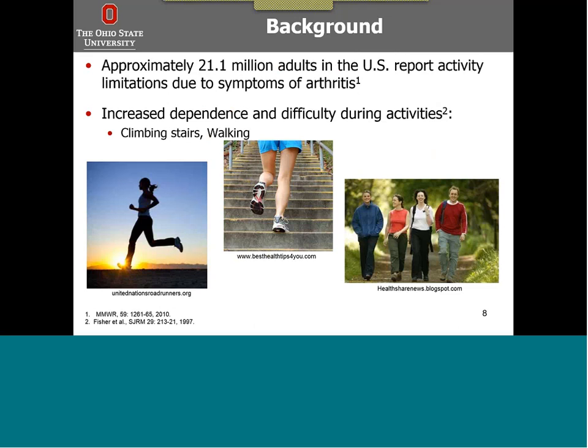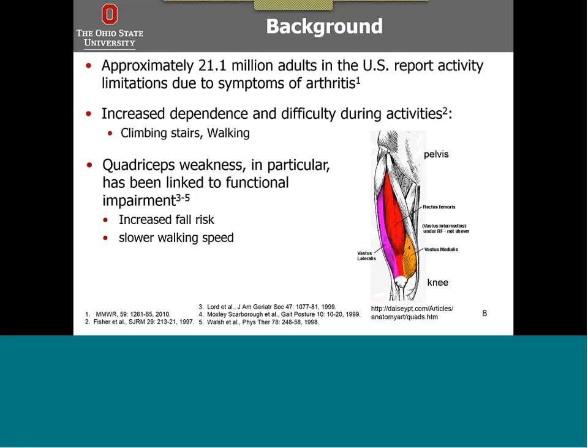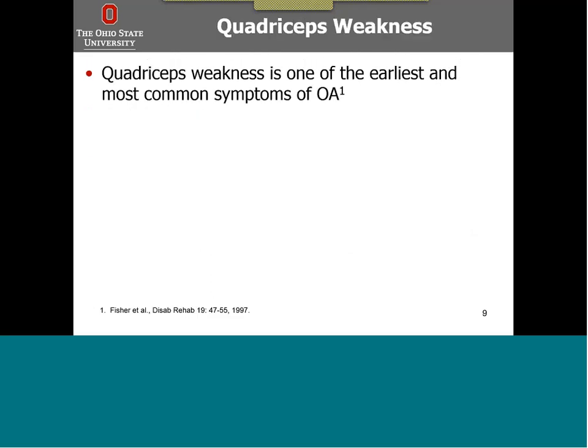Approximately 21 million adults in the U.S. also report activity limitations due to the symptoms of their arthritis, and this can involve things like increased dependence and difficulty during everyday activities like walking and climbing stairs. Weakness in the quadriceps in particular has been linked to functional impairment, such as an increased fall risk and slower walking speed. And the quadriceps are a group of 4 muscles. They're located on the front of the thigh. They're important for support and stabilization during gait.